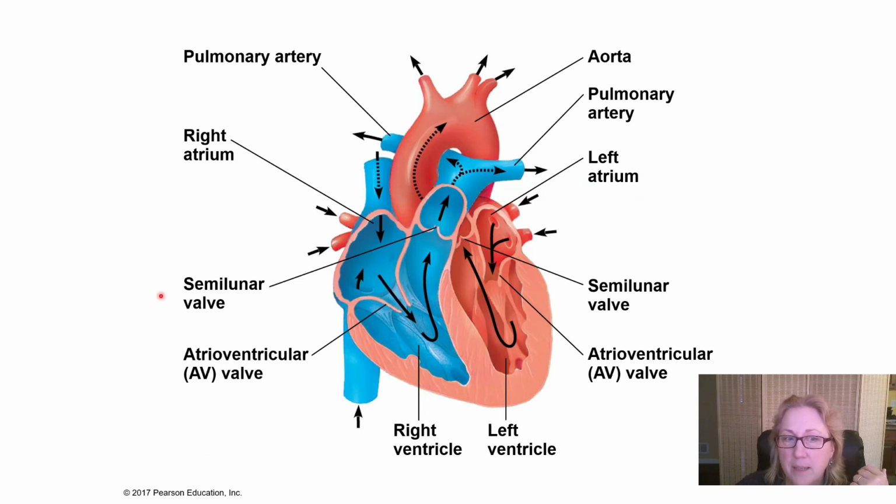Don't worry about the names of the valves here. I am not going to ask you about the names of the valves. You should know, however, the names of the major vessels that go in and out of the heart. The aorta is coming out of the heart. The vena cava, the superior and the inferior vena cava, coming into the heart. The pulmonary arteries and the pulmonary veins. You should know those names and which side of the heart they are either going to or coming from.